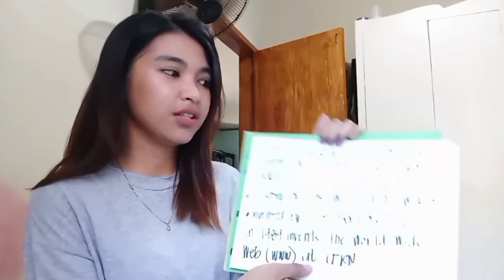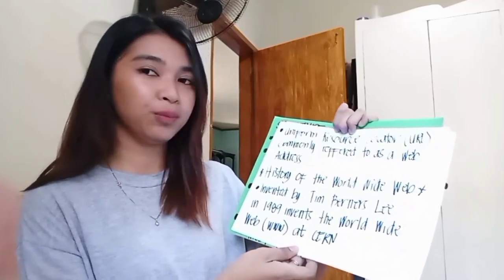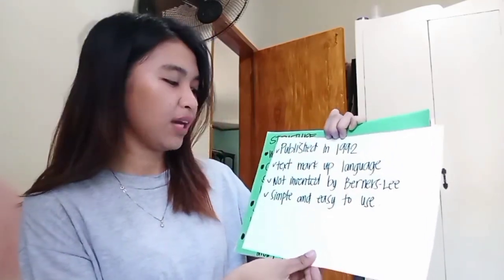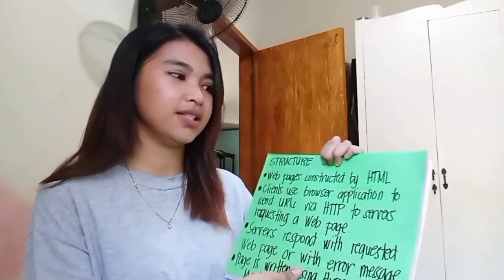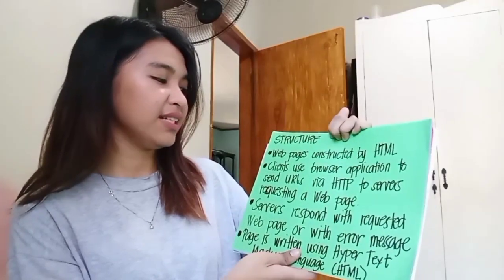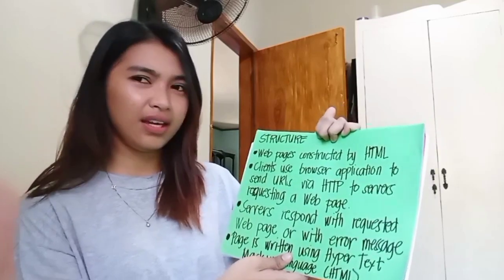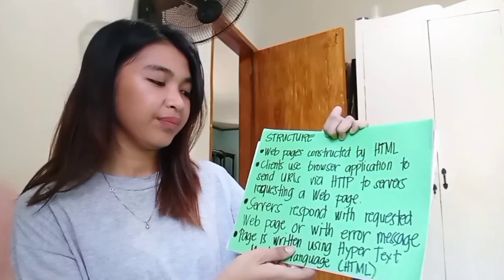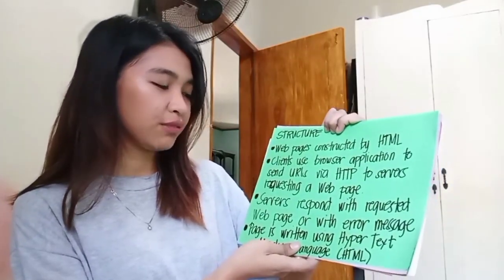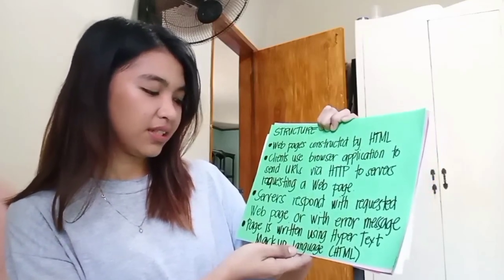The history of the World Wide Web: it was invented by Tim Berners-Lee in 1989 at CERN. Published in 1992. A text markup language that is easy to use, guys. Structure: web pages are constructed by HTML. Clients use the browser application to send URIs via HTTP to servers requesting a web page. Servers respond with the requested web page or with an error message. The page is written using hypertext markup language.